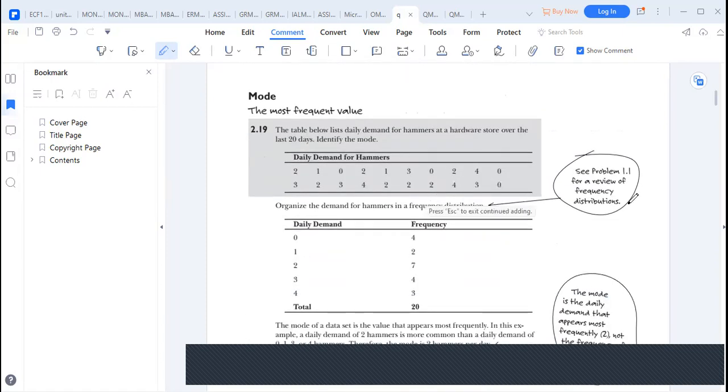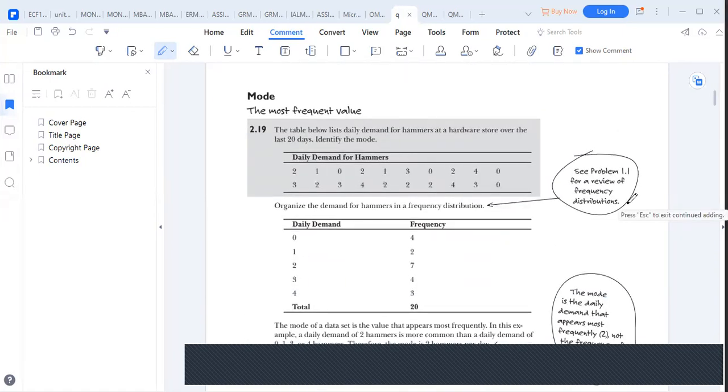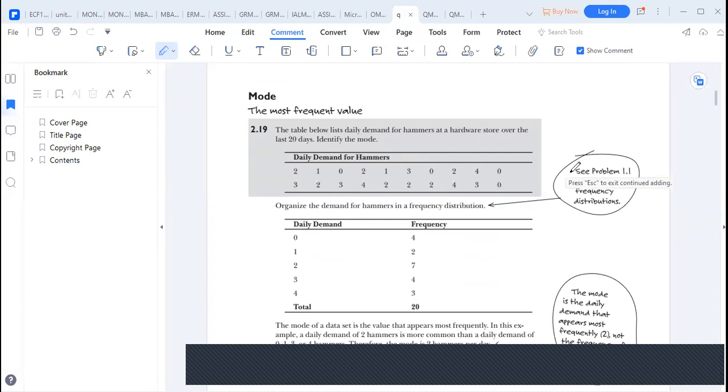Now we go to finding our mode. Mode means the highest frequency. So we've been given a table which has an average demand for hamburgers. In this case, we're going to come up with the frequency table. The zeros, the ones, the twos, the threes, and the fours. How many zeros do we have? 1, 2, 3, 4. Put 4 there.